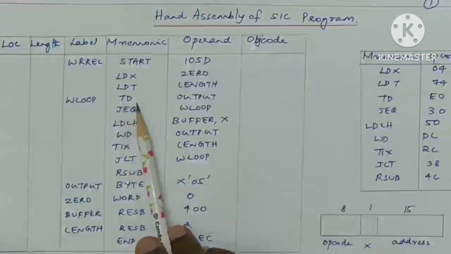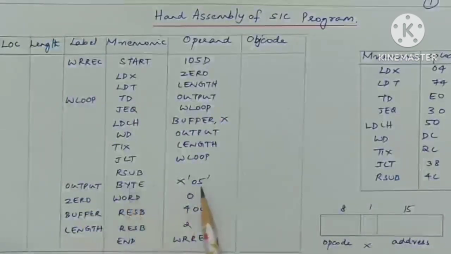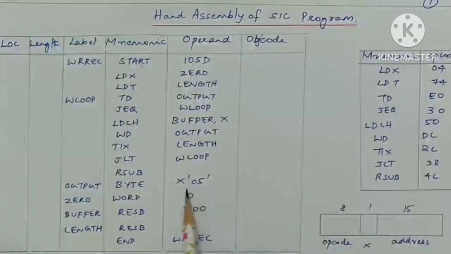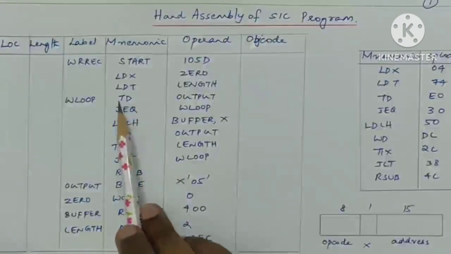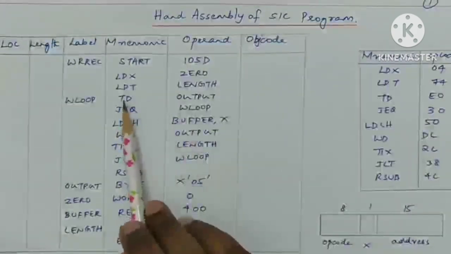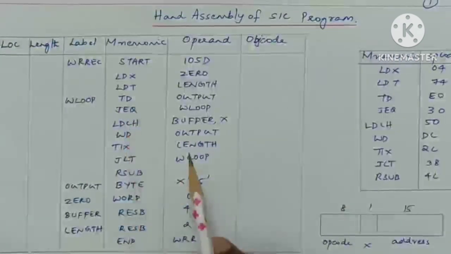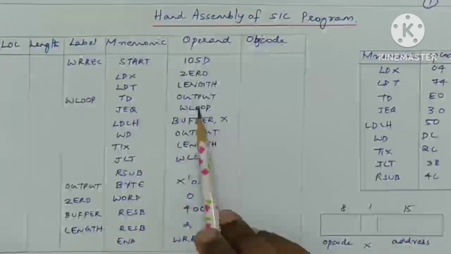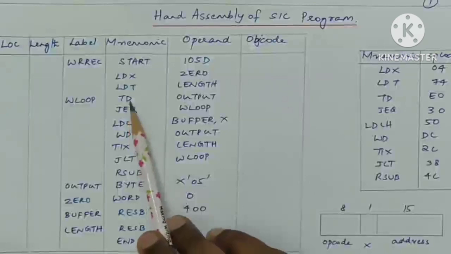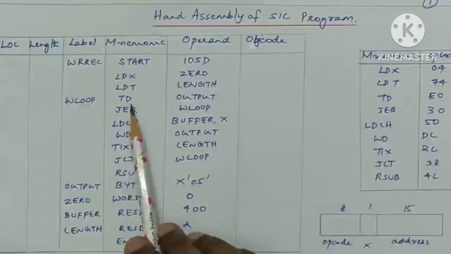Now TD. TD is for testing the device. So which device are you testing? Output. Output contains the output device specified by the value 05. Whichever is the output device, you test the device before you can read or write anything from the device. Based on whether the device is busy or free, the status code will be set. If the device is busy, the status code will be set as equal to. If the device is free, the status code will be set as less than. This we have already seen in our previous lectures.